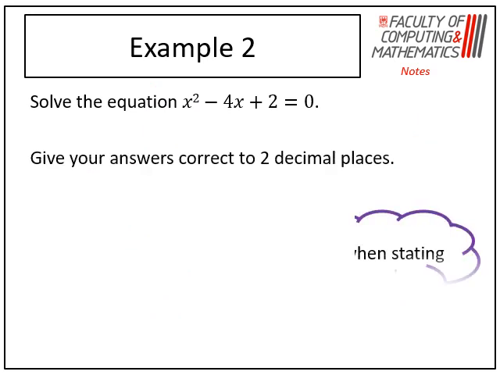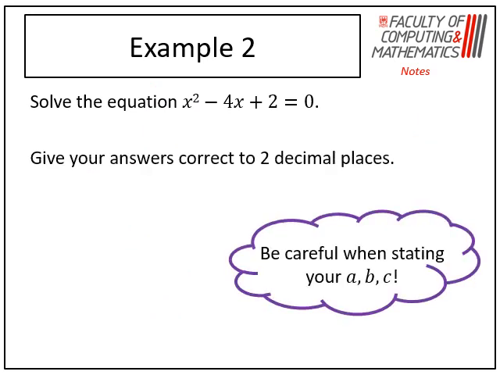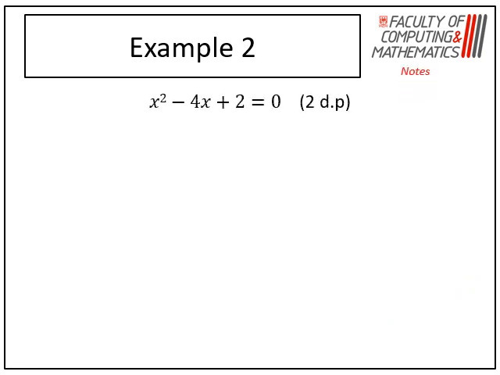Okay, so for the second example, I've said there, be careful when you're stating your ABCs. This is mainly because of the negative. Remember, sign belongs to the term, you're looking at the sign to the left, so be careful when you're stating what each of your values are. Can you pause the video for me, please, folks, and have a go at that question, and I'll go over it in a second.